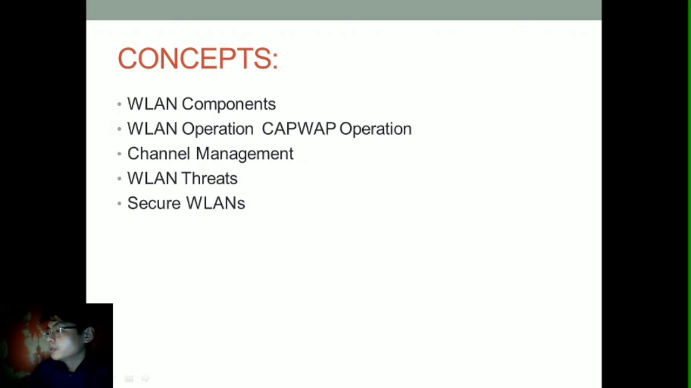Types of wireless networks. Wireless networks are based on the Institute of Electrical and Electronics Engineers, or IEEE, standards, and can be classified broadly into four main types: the WPAN, WLAN, WMAN, and the last one is the WWAN.